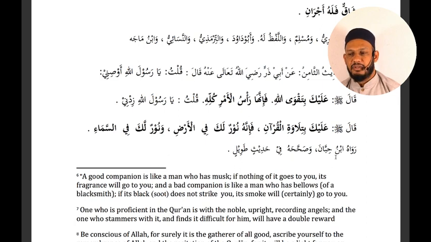The Prophet sallallahu alaihi wasallam gives more advice. He says, alayka bitilawatil Qur'ani. Alayka, upon you. Again, incumbent, it is necessary. You should do what? You should make tilawah. You should make recitation of the Quran. Why? فَإِنَّهُ نُورٌ.